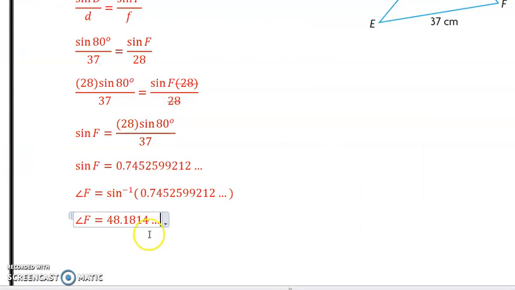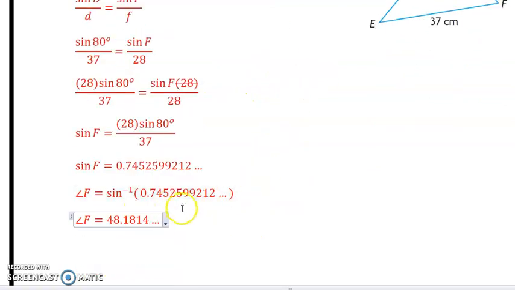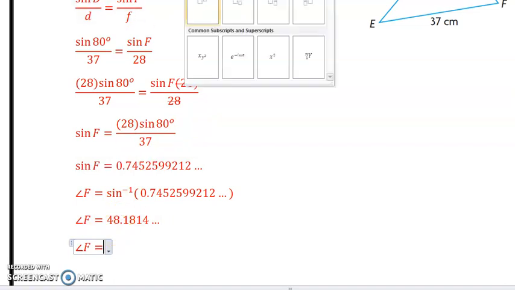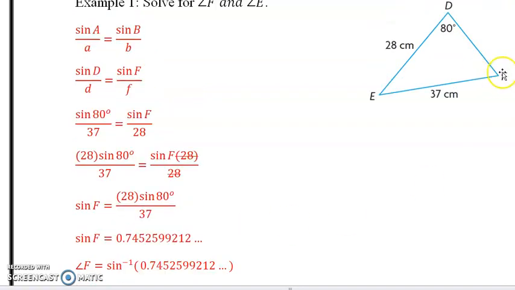You don't need that much, right? And it doesn't say what to round the angle to. So I'll go to at least one place at the decimal, the 10th place of a degree. So angle F is equal to 48 degrees. Or 48, sorry, decimal 2 degrees. My apologies. 48 decimal 2 degrees. So angle F is equal to 48 decimal 2 degrees.